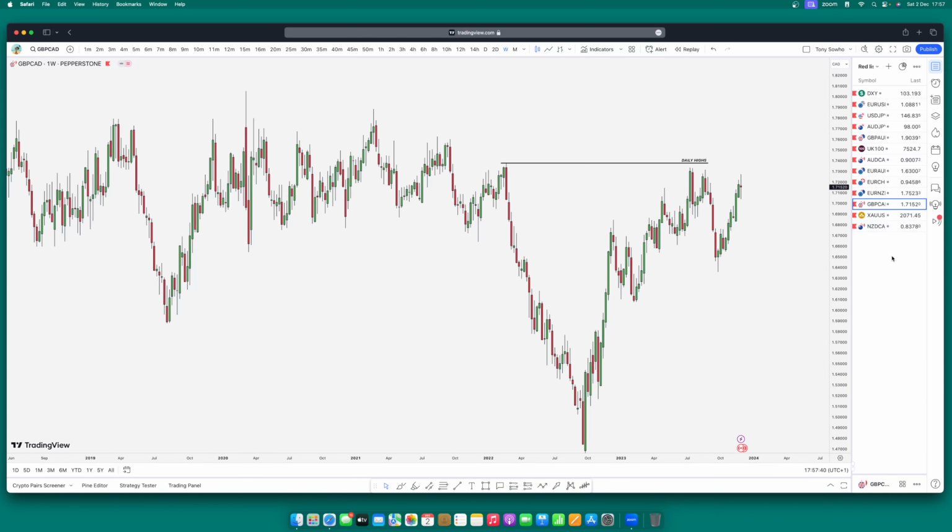Obviously, I'm not going to trade everything. Probably I'm going to take two or three trades. But it's good to have plenty of them. And then for gold.